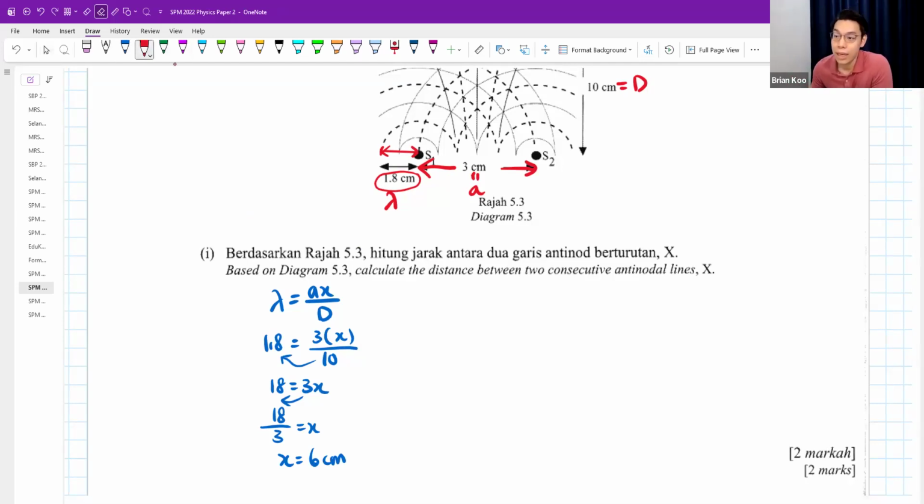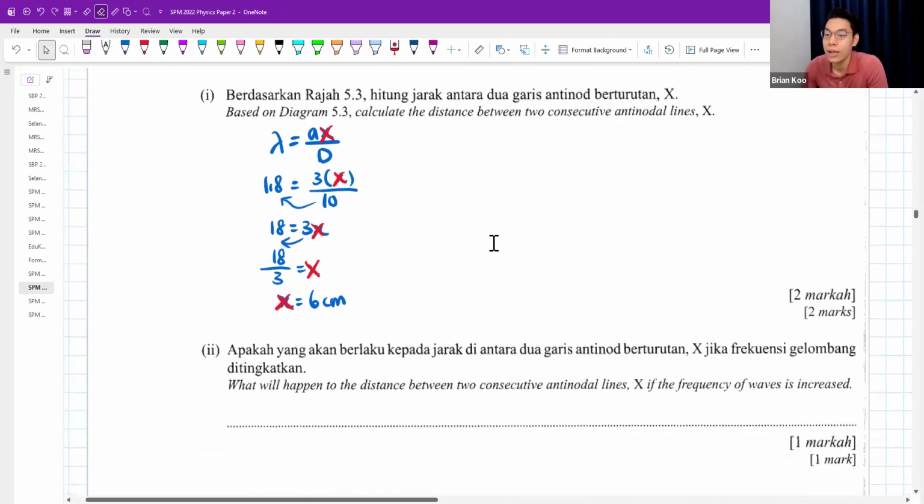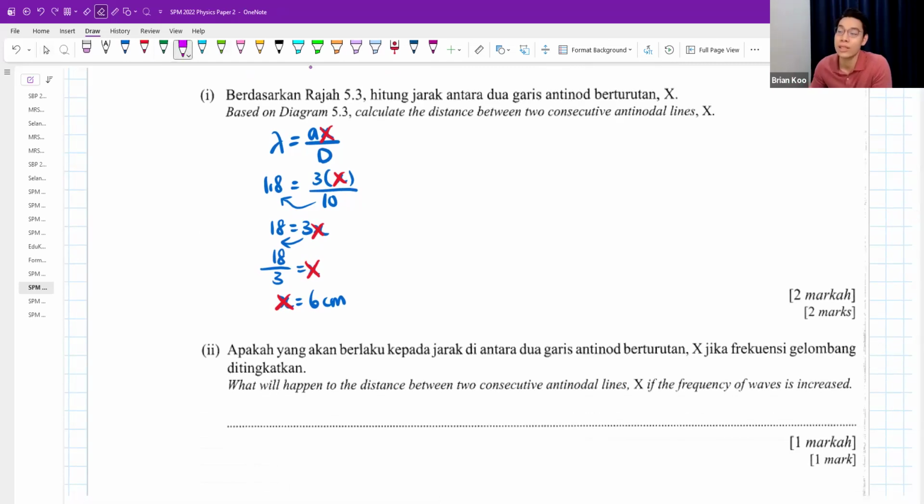Or maybe should I write big letter X? It doesn't matter, they won't penalize for this one. It's supposed to be small letter, by the way. Just that this question they use big letter, so you can follow. Part 2: what happens to the distance between two consecutive antinodal lines if the frequency is increased?